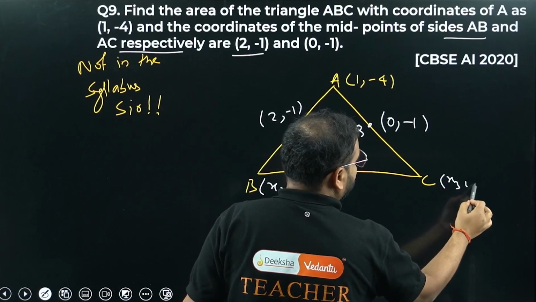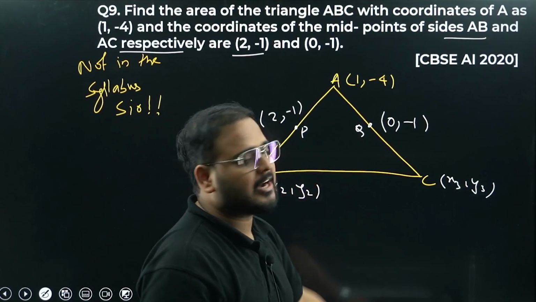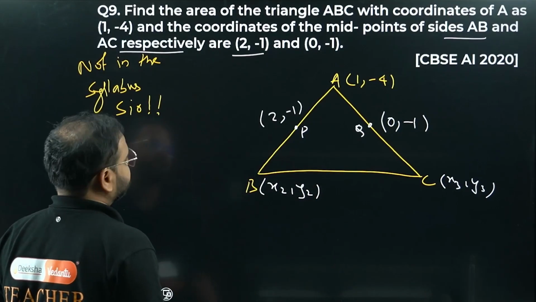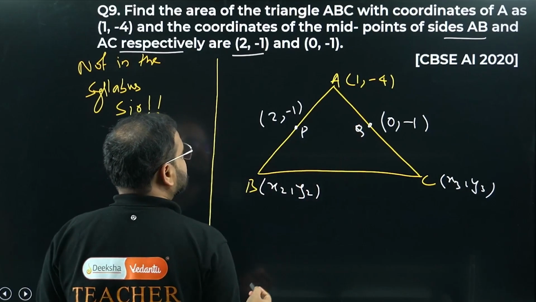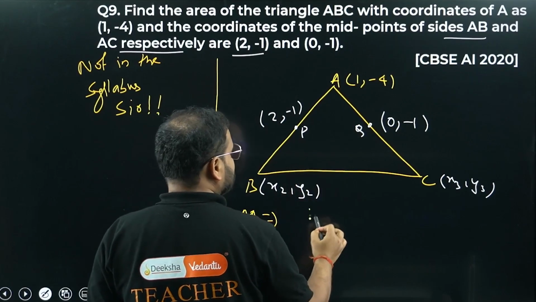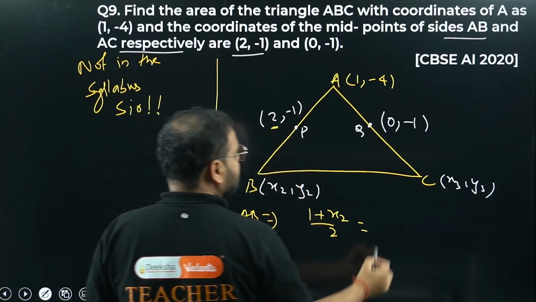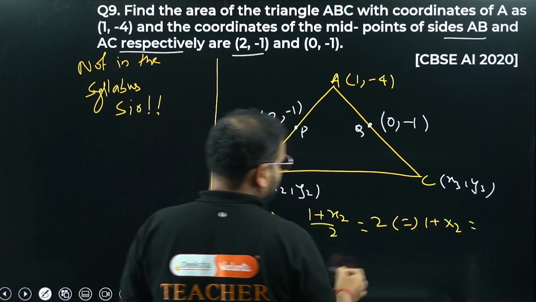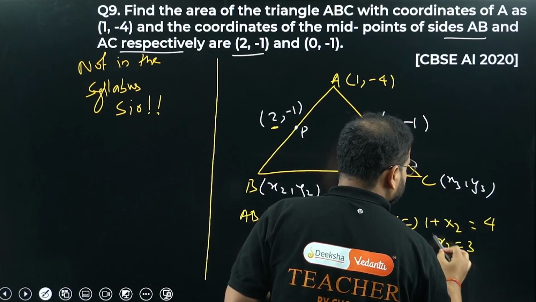I will just help you find these coordinates x2 and y2, x3 and y3. I will not find the area, because that is not part of the syllabus. Let's find x2, y2. How will you find it? Midpoint formula, sir. For the line AB, I can write (1 plus x2) by 2 is equal to the x coordinate of the point P, which is 2. So 1 plus x2 is 2 into 2, which is 4. So x2 is 4 minus 1, which is 3.